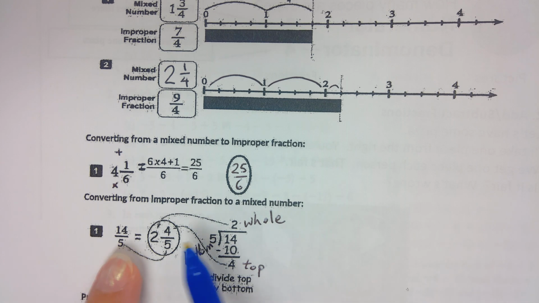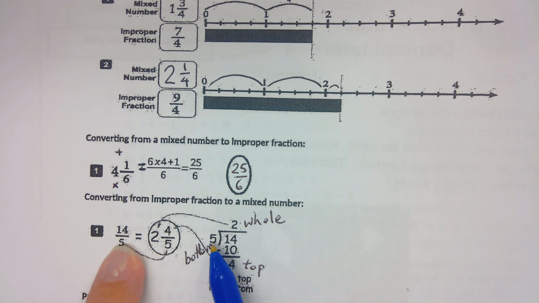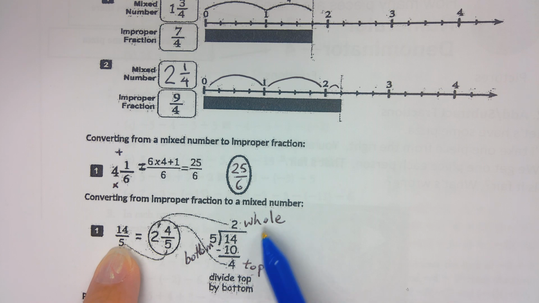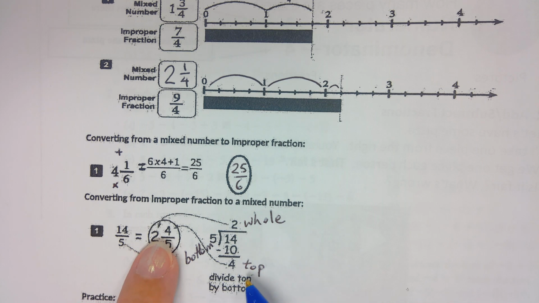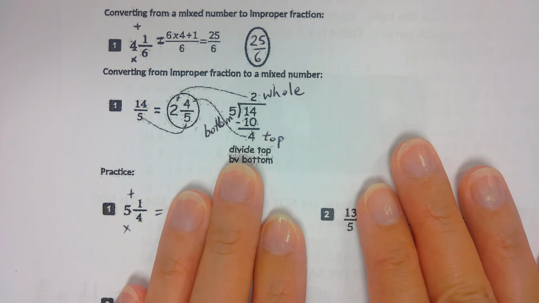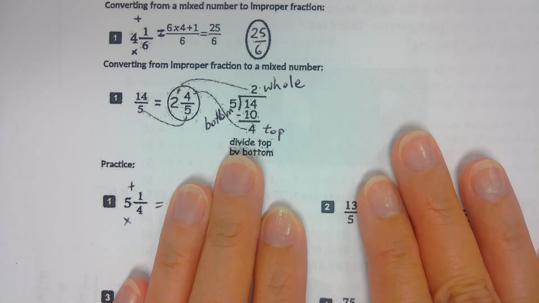You guys remember. So you have to see how many times 5 goes into 14. So 5 goes into 14 2 times, and a remainder of 4. So then you have the 2 whole, and then 4 over 5. In both cases, notice your denominator doesn't change. All right, your denominator stays the same. Okay, so let's try this really quickly. 5 and 1/4. Who has the answer for me?